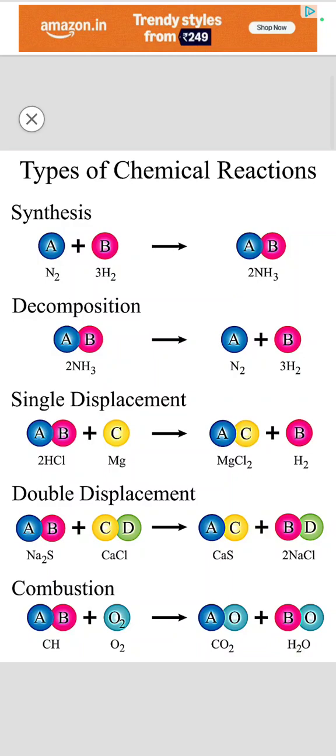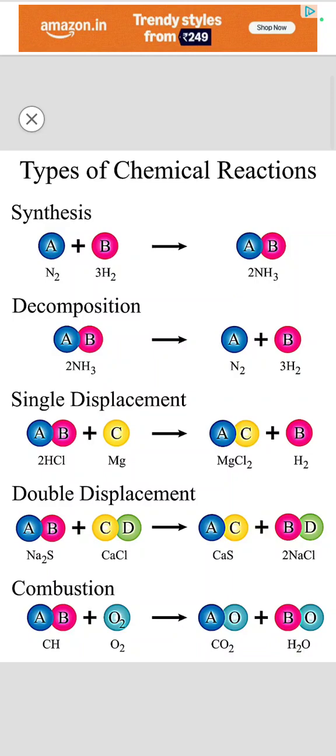A very simple example of double displacement is Na2S, sodium sulfide plus CaCl2, calcium chloride gives rise to CaS, calcium sulfide plus 2NaCl.